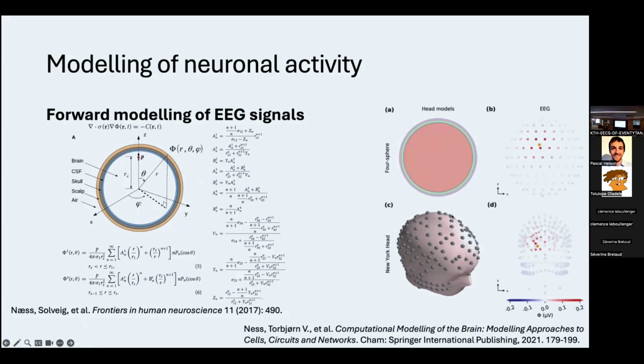And here, in principle, you should simulate this, solve this partial differential equation. But they have done it for you, so they have a kind of huge lookup table, so that if you have a certain dipole moment here and the record here, you get the EEG component.